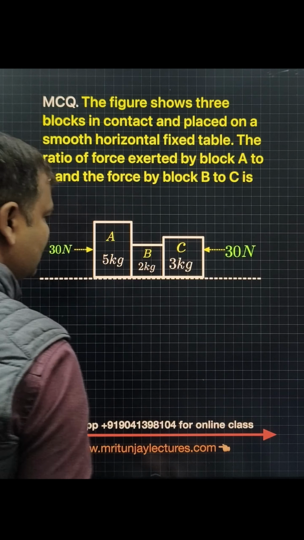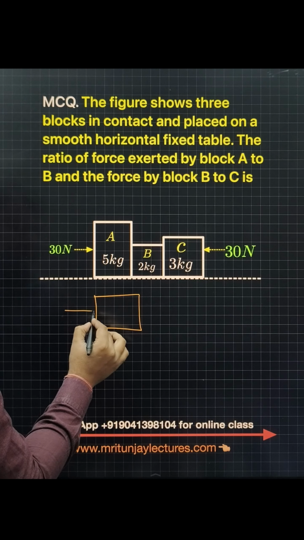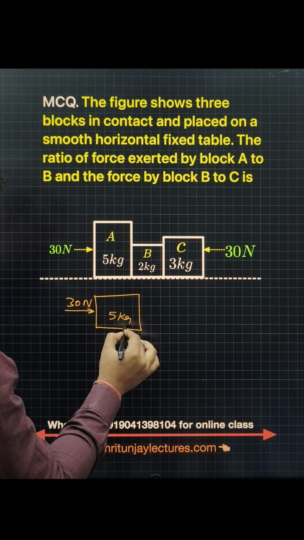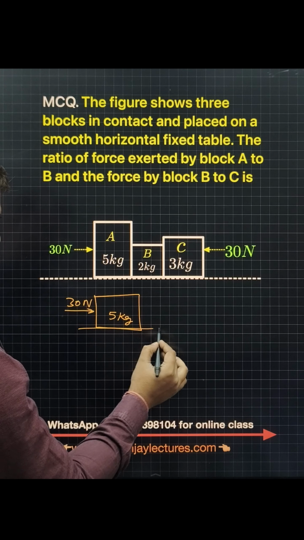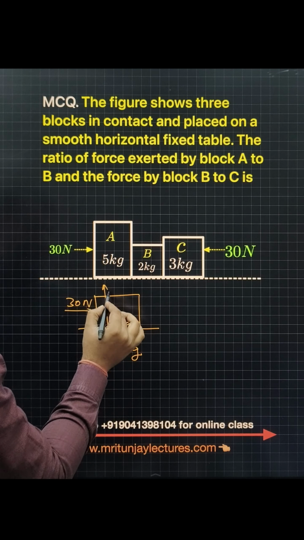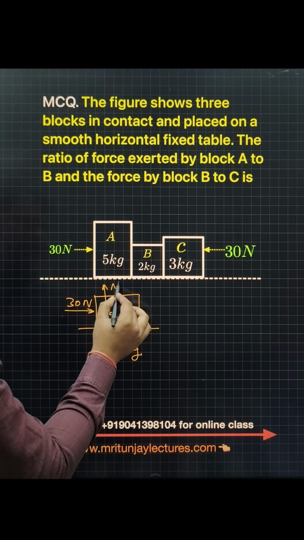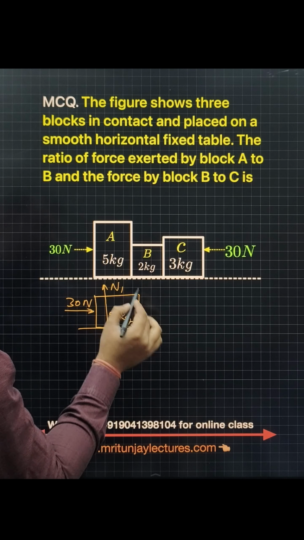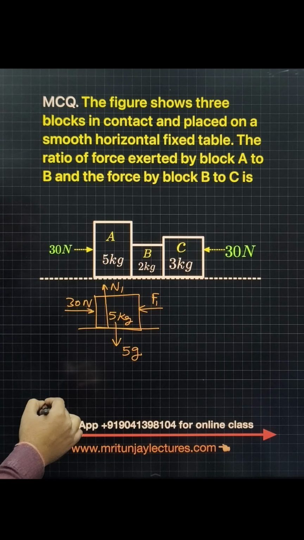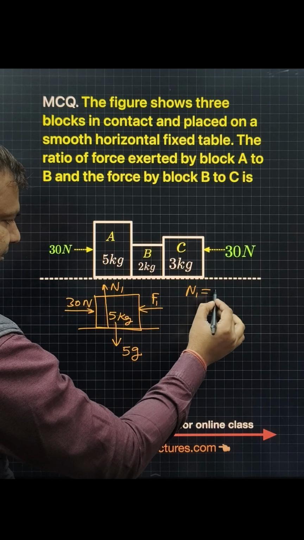Simply look here very carefully. If you make a free body diagram of the 5 kg block, here is 30 Newton, and that is the 5 kg block. In the free body diagram of that block, mg acts downward, so 5 into g downward. The normal force applied by the horizontal table is simply N1. And B on A, suppose that is F1. Clear? So N1 is equal to mg, very simple, sorry, 5g.